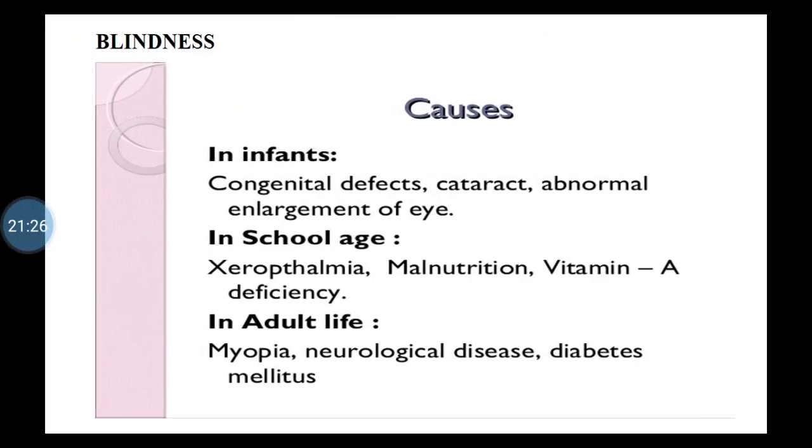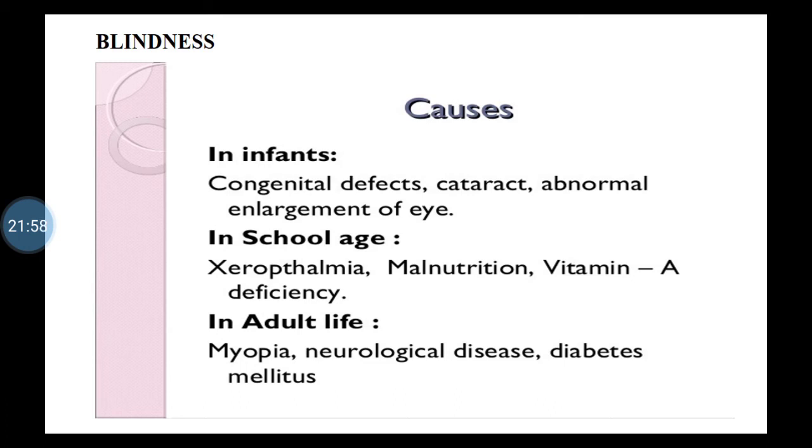Now, causes in small children are congenital defects, cataract, that is motia bindu, and abnormal enlargement of the eye. In school age, xerophthalmia, that is vitamin A deficiency, malnutrition. Then in adult age, myopia, neurological disease, diabetes mellitus. So diabetes mellitus, and even hypertension, can affect our vision.